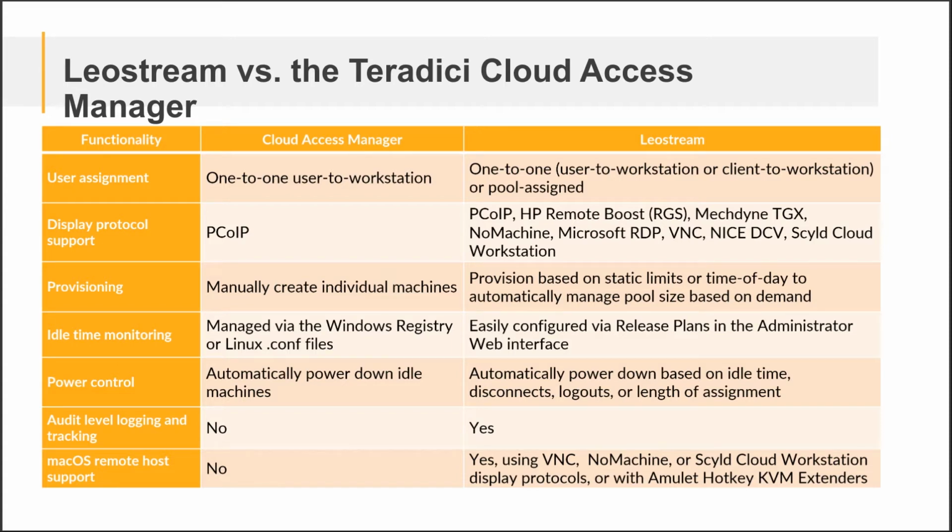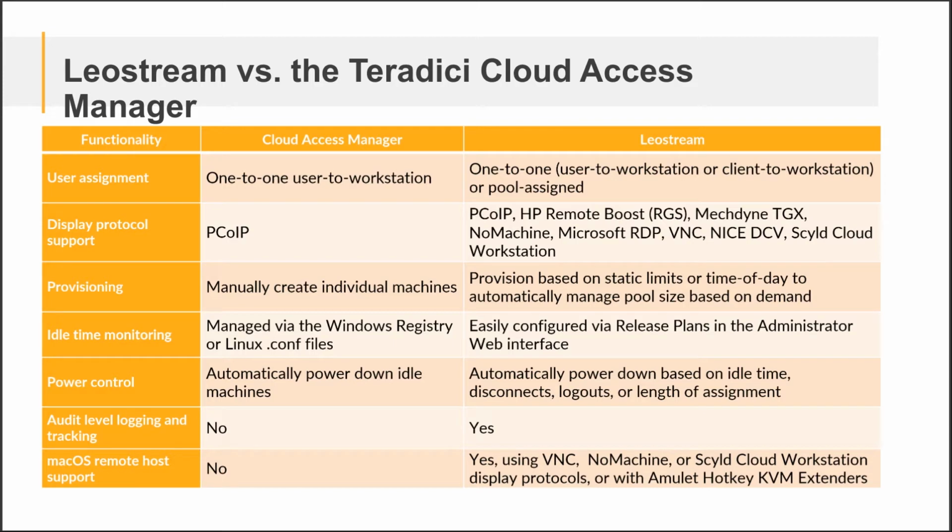Those idle time notifications, as well as all the other notifications that come from the Leostream agent, can be used to manage the power state of the machine. So Cloud Access Manager can automatically power down idle machines so that you save cloud compute. Again, with Leostream, you have more flexibility to indicate when that power down occurs. Maybe it's as soon as the user logs out. Maybe it's after they're idle for 5 minutes or after they disconnect. You'll see in the demo how you can do different things like that.